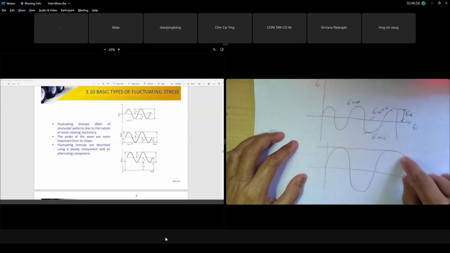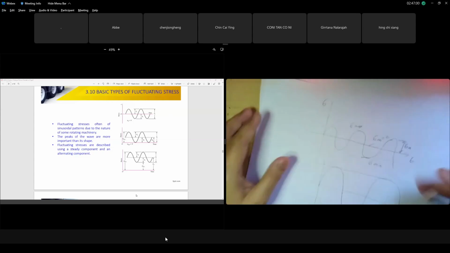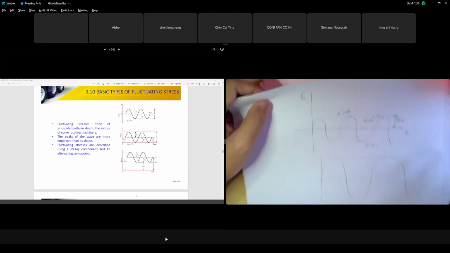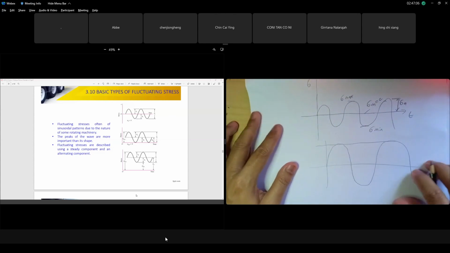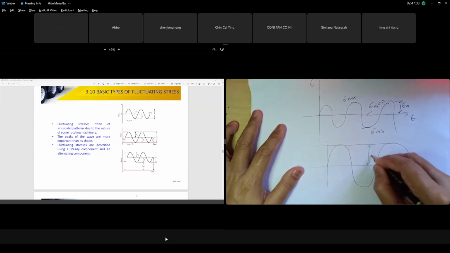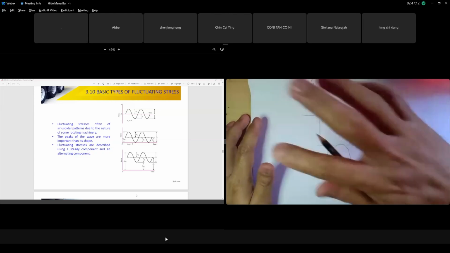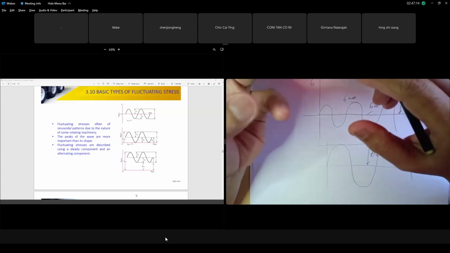This is fluctuating. This is fatigue. Along this one is complete reverse. All the points here are complete reverse. See? This is the fluctuating stress, so your sigma amplitude reaches here. Remember, if it is fluctuating stress, our strength is reduced.